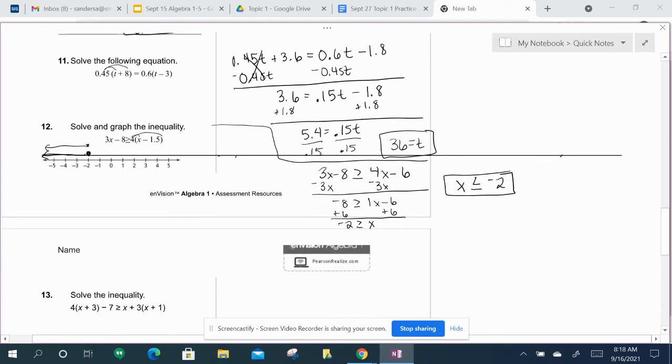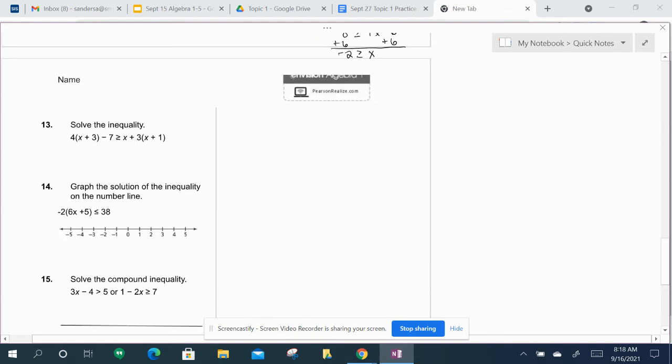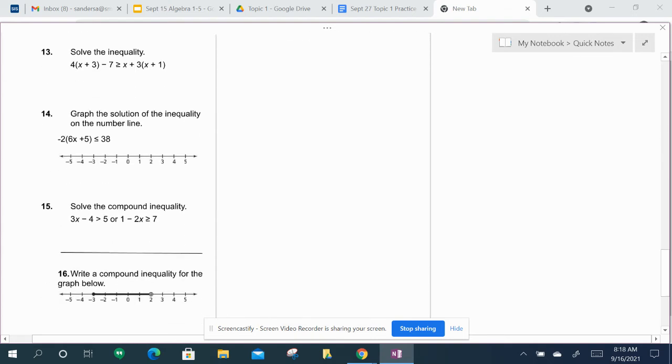All right, last page. Similar instructions to the last one. Solve the inequality. I see parentheses, so I'm going to distribute. So when I distribute, I get 4x plus 12. I still have that minus 7. On the right side, I bring down the x, and then when I distribute the 3, I get 3x plus 3. Now, this one I'm going to simplify a little bit on each side.